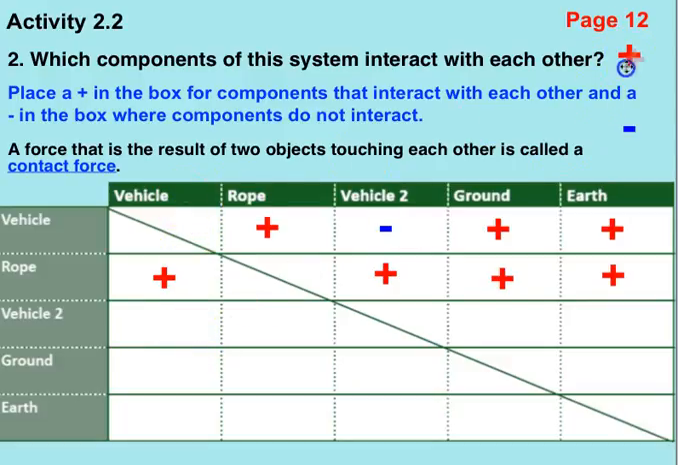Now, vehicle number 2, is it in contact with vehicle number 1? We already answered that question up here. How about vehicle number 2 in contact with the rope? We already answered that question, and it was yes. How about vehicle number 2 in the ground? We haven't answered that one yet. It is, and then we also know that vehicle number 2 is subjected to gravity. So how about the ground and vehicle number 1? Yep, we already answered that one way up here. How about the ground and the rope? We already answered that question. No. How about the ground and vehicle 2? We already answered that one.